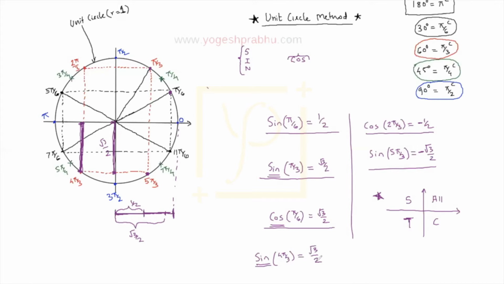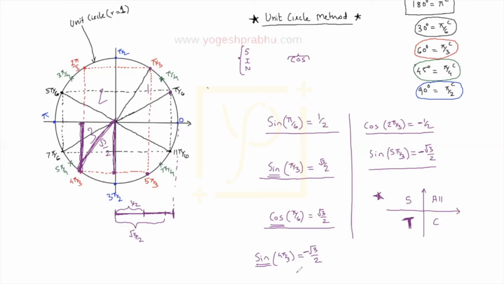Now you have to check whether it is positive or negative. As soon as you write down the answer, you can just remember all silver teacups. And our 4 pi by 3 is in which quadrant? It is in the third quadrant. 1, 2, 3. Third quadrant. And in the third quadrant, if you see all silver T, that is tan. Do you see tan is positive? So are we talking about tan? No. What we are finding is sine. So tan is positive, and the others are negative, right? So the sign is going to be negative. So this answer will be minus root 3 by 2.